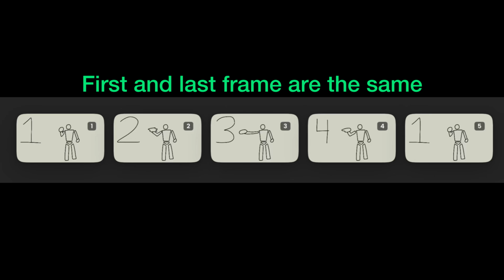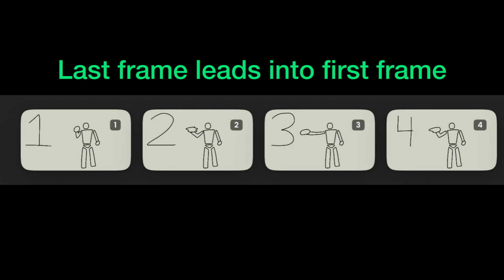So in the simplest of terms, all a loop needs to be functional is for the first frame and the last frame to either be the same or for the last frame to lead into the first frame. Here are some examples of both.